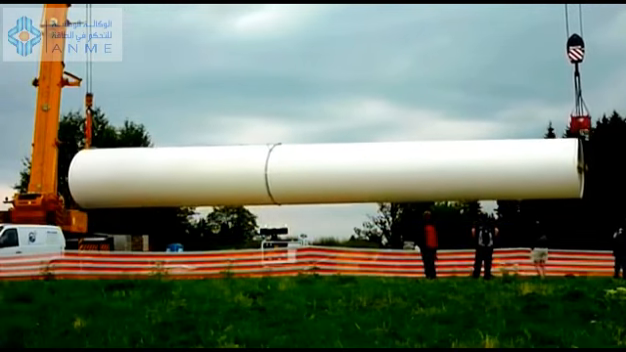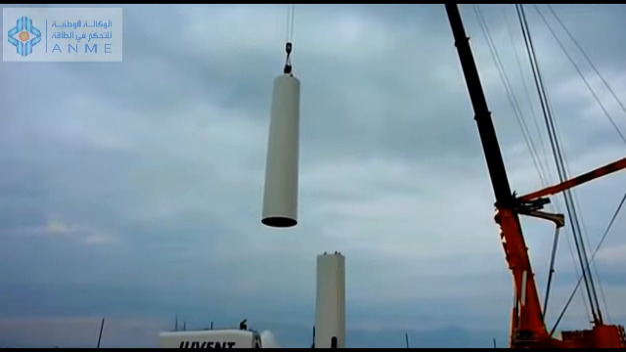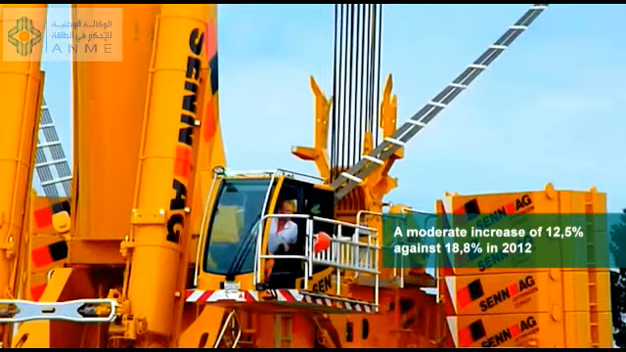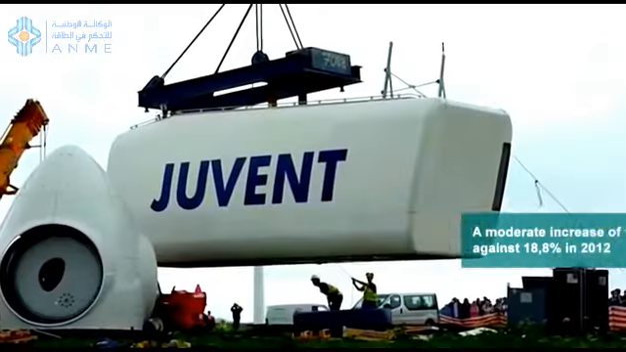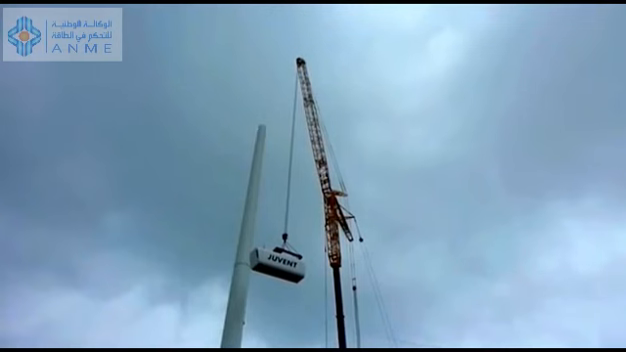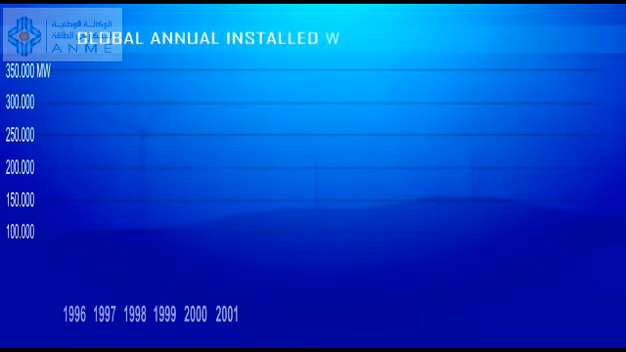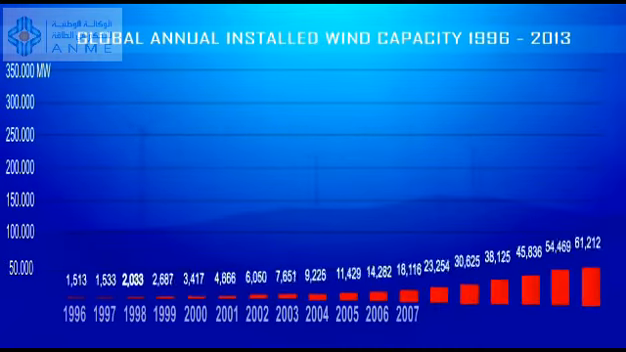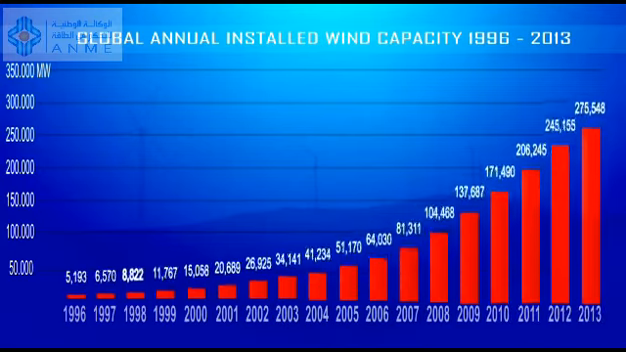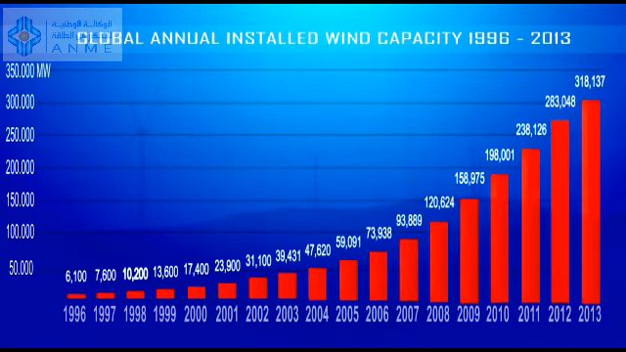In addition, the installed wind farms continued to grow, by a moderate increase of 12.5% in 2010 against 18.8% in 2012. At the end of 2013, cumulative wind power capacity installed in the world exceeded the threshold of 300 gigawatts, which means 5 years after exceeding that of 100 gigawatts.